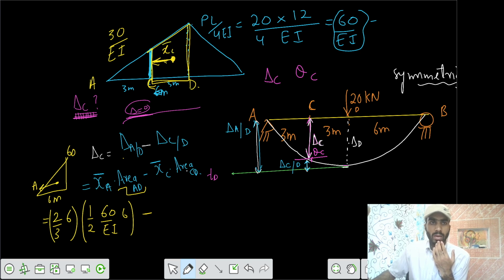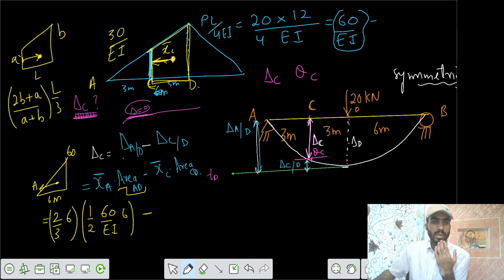So let's say you have a trapezium. You have a value of A here, a value of B here, and length L. You need to get the centroid about this point, let's say from point A. So we can say the centroid from point A equals (2B plus A) by (A plus B) into L by 3. Similarly, we can solve here.